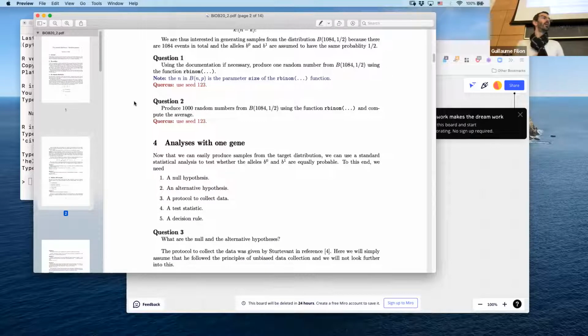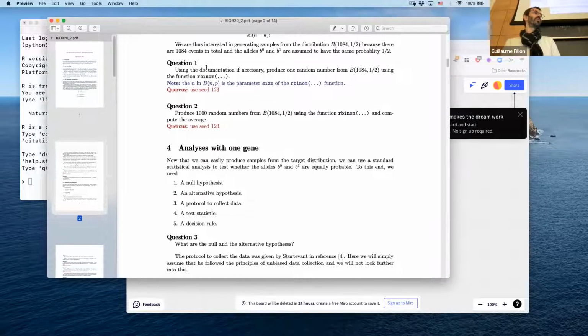Now let's get started. Using the documentation if necessary, generate one random number from the distribution B(1084, 1/2) using the function rbinom. I say "or binom," but I'm not going to change now, it's too late. Note that the n in B(n, p) is the parameter size of rbinom. That's the whole point of that question, it's super confusing.